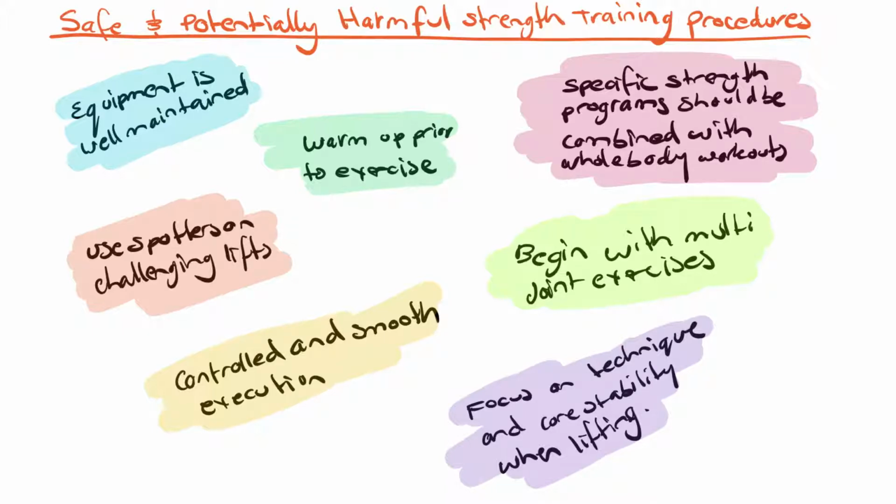When doing weight or strength training, it's really important to begin by looking at developing your whole body strength, and that's why it's important to begin your strength training program with multi-joint exercises rather than isolating specific muscles to work on. And this is so that you can focus on your technique and core stability when lifting, and so you're getting a whole body workout rather than just isolating the specific muscles.